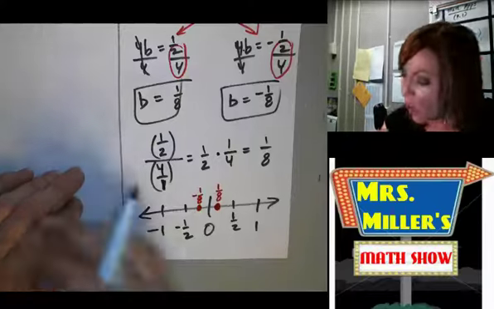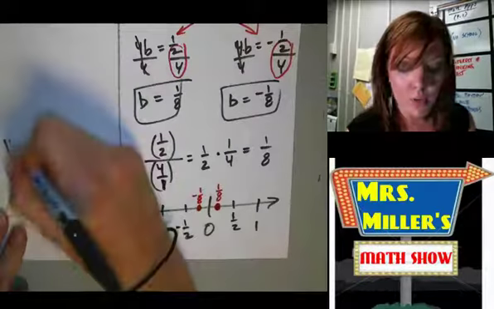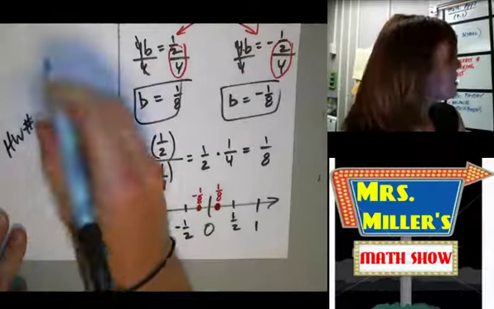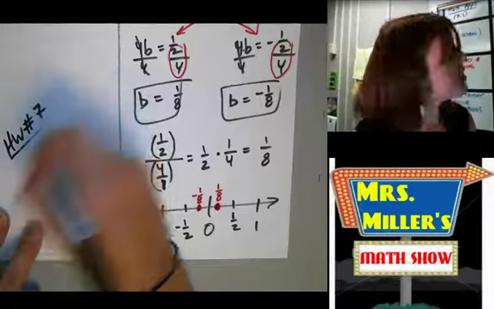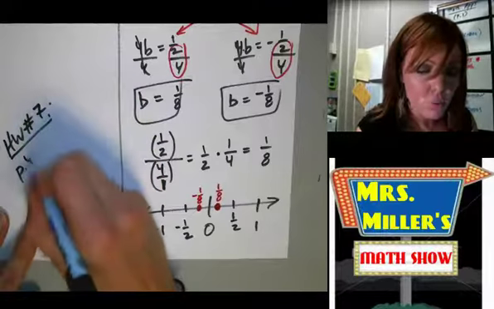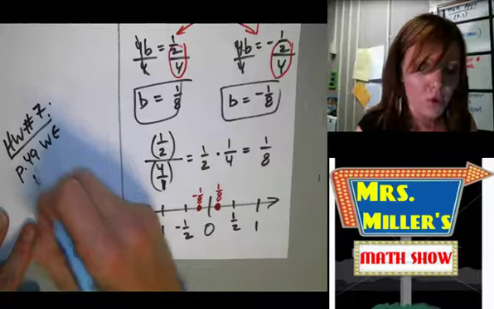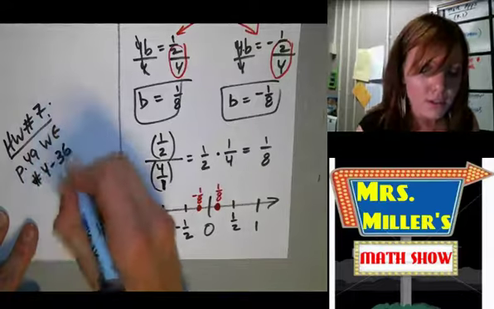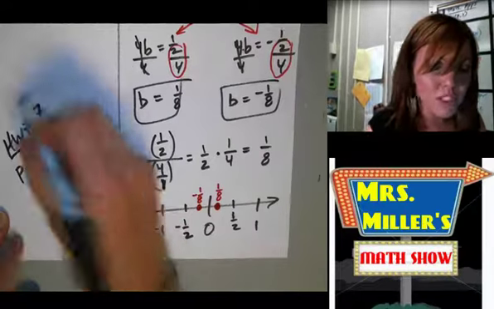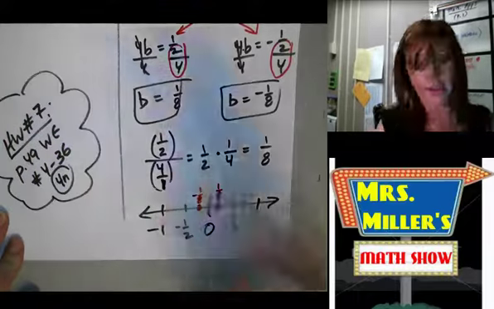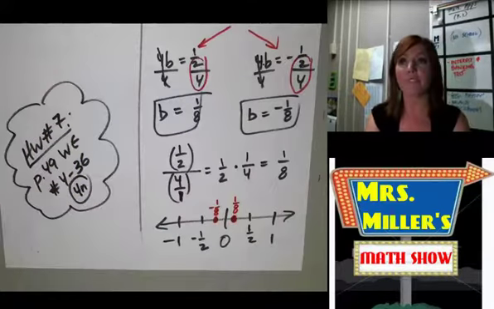Okay, so your homework for tonight, we are on homework number 7. It is page 49, written exercises numbers 4 through 36, multiples of 4. It's a really short assignment. We good on questions?